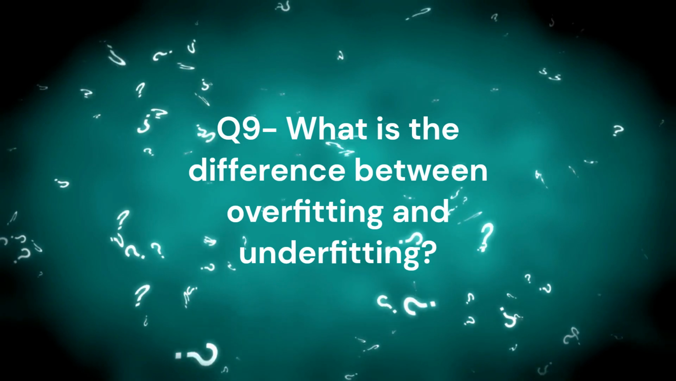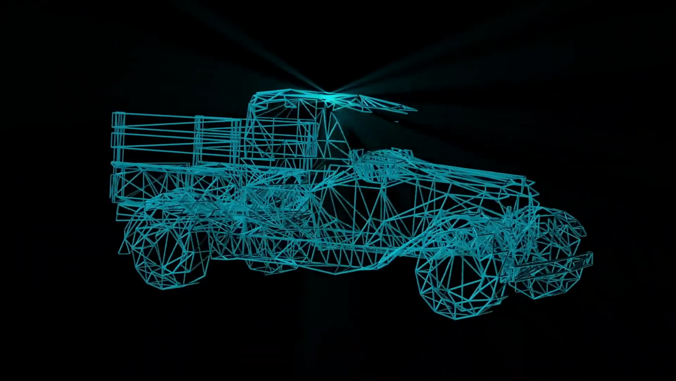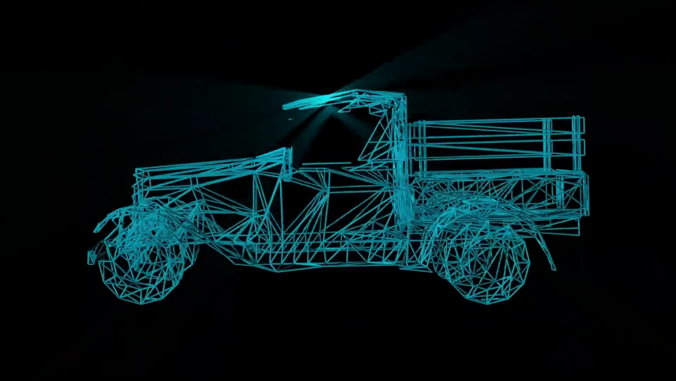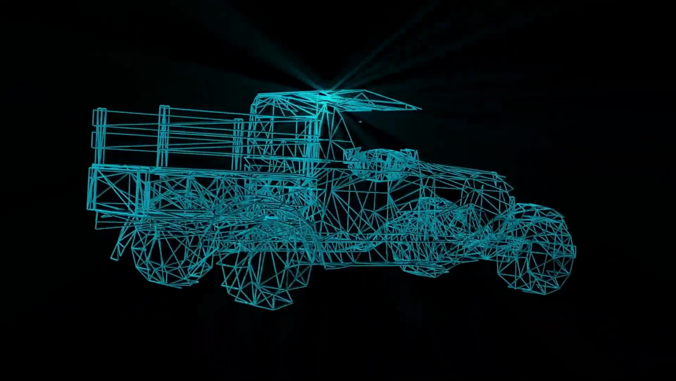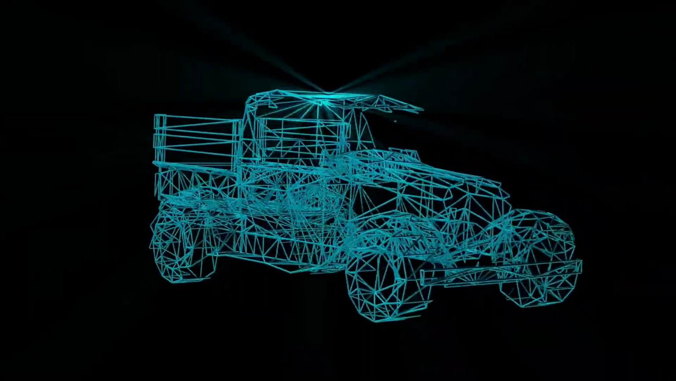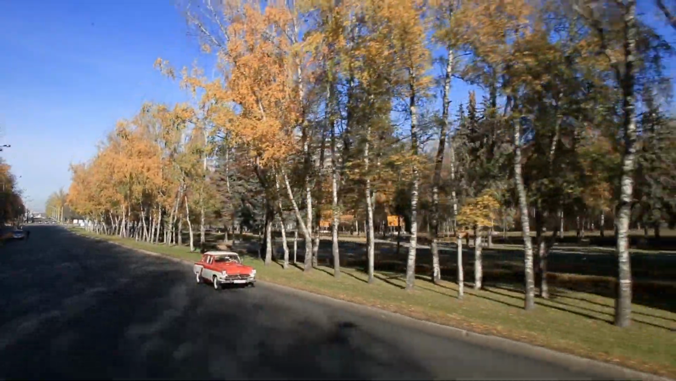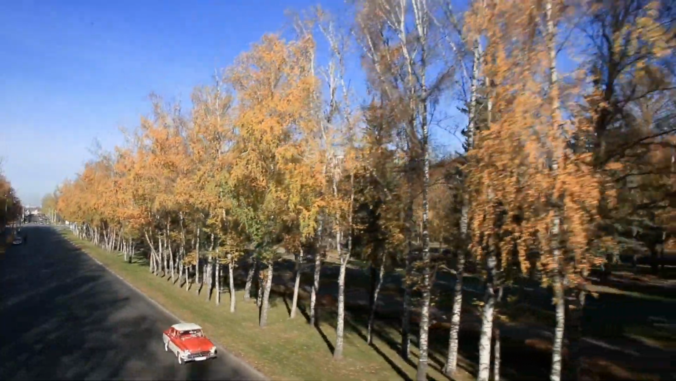Question 9. What is the difference between overfitting and underfitting? Overfitting occurs when a model learns the training data too well, capturing noise and resulting in poor performance on new data. Underfitting, on the other hand, happens when a model is too simplistic and fails to capture the underlying patterns in the data. Striking the right balance is essential for optimal model performance.